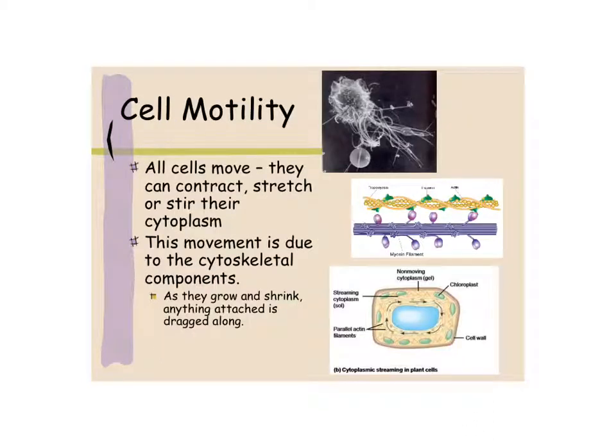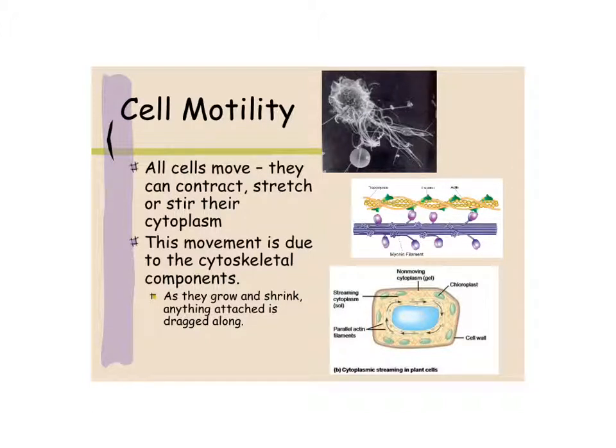Now let's talk a little bit about cell motility. Motility refers to movement, ability to move of cells. All cells move in some way. They either contract, they might stretch, or their cytoplasm might be moving around. Some of them obviously can swim with cilia or flagella. And all of this movement is due to the parts of the cytoskeletal components. As they grow and shrink, anything that's attached is going to be dragged along. So when you think about growth of the microfilaments or the microtubules, anything that's attached to them is moved as well. So here are some examples.